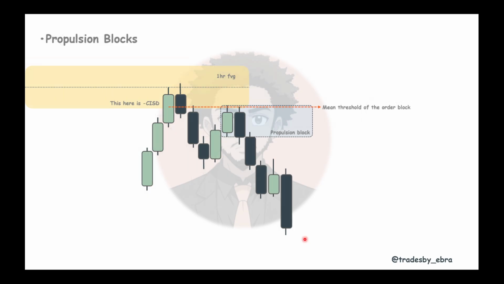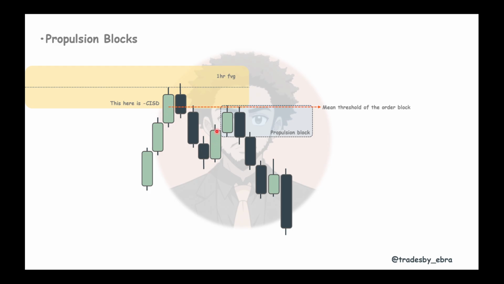For the propulsion block, let us say we have a high time frame array in here. Price is moving higher and higher, reaches the encroachment of that 1 hour fair value gap, and price drops. This candle has really encapsulated that candle. So the moment we're closing in a fair value gap, this becomes what? A change in state of delivery. So that is an order block.